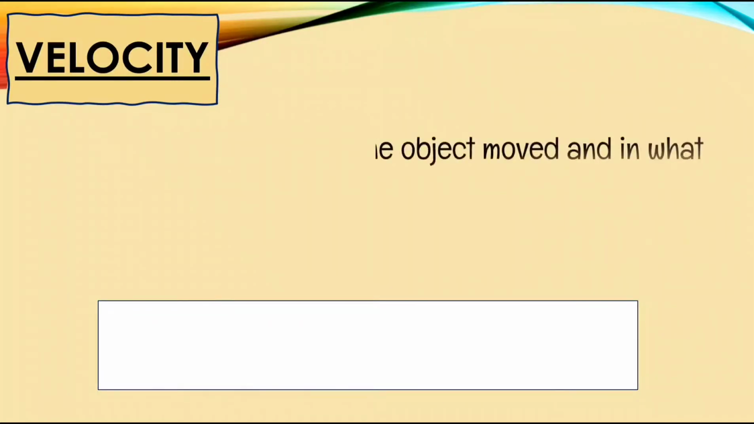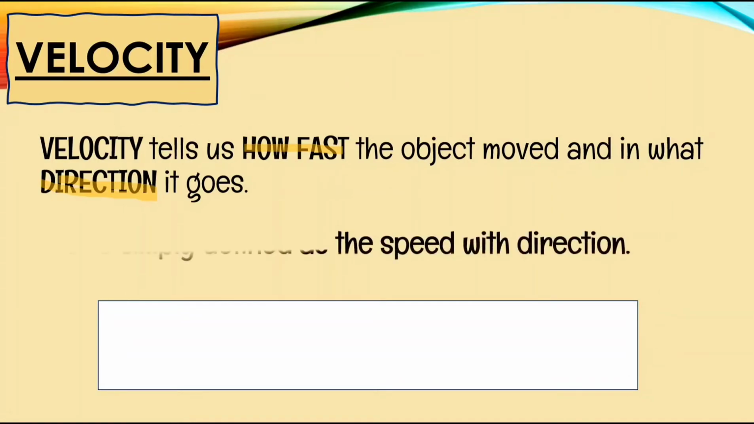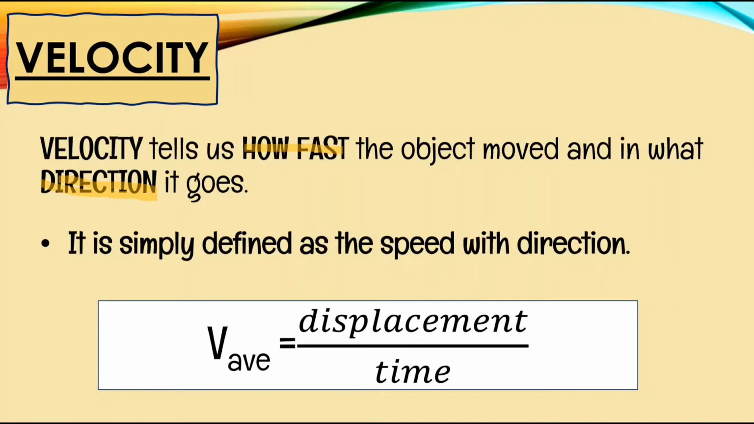Kung ang distance ay scalar quantity, ang velocity naman ay vector quantity. Velocity tells how fast an object moves and in what direction it goes. Kaya siya vector quantity kasi kailangang i-take note natin ang direction kapag velocity ang hinahanap. In other words, velocity is a speed with direction. Kaya ang units na gagamitin natin for velocity ay katulad lang ng mga units for speed. Ang kaibahan lang, sa velocity, laging may direction. The formula for velocity will be average velocity equals displacement, or distance with direction, divided by time.